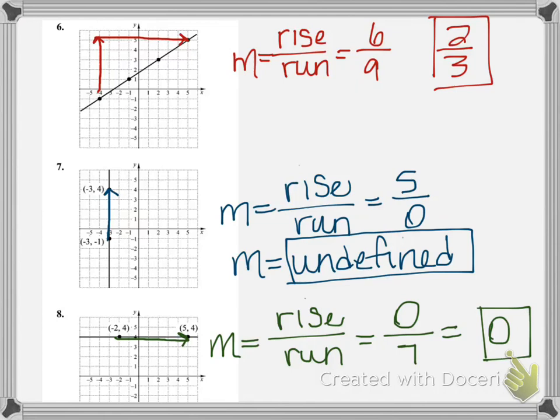To sum this up, there are 4 different scenarios that can happen with slope. You can have a positive slope, like I do in number 6. We can have a line with a negative slope, which slants in the opposite direction. A horizontal line has a slope of 0, and a vertical line has an undefined slope. So we have positive slopes, negative slopes, 0 slopes, and undefined slopes. You're going to have one of those 4 scenarios in all of your slope problems.